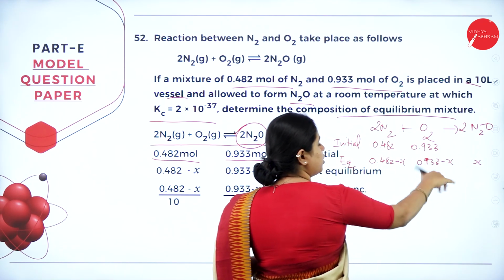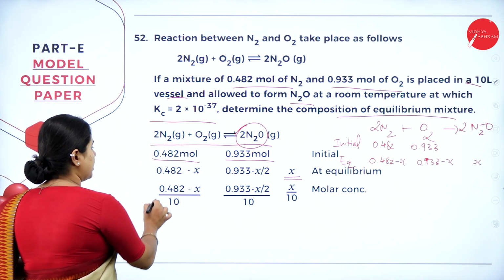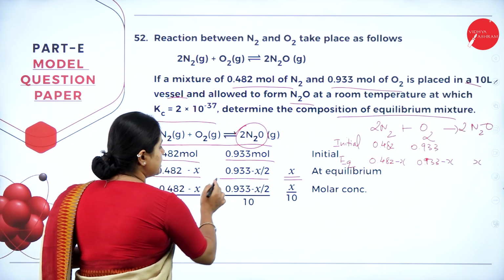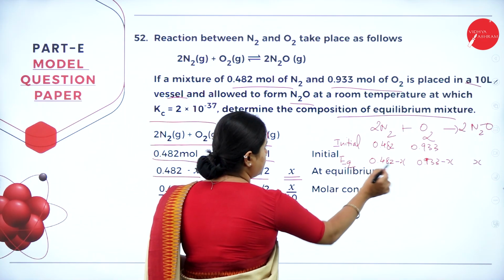So, how much it has reduced, that much it will be formed there, right? At equilibrium, this is what is going to happen. So, that is what is mentioned here. Minus X and minus X by 2. So, this is important, X by 2. I have not mentioned it there.